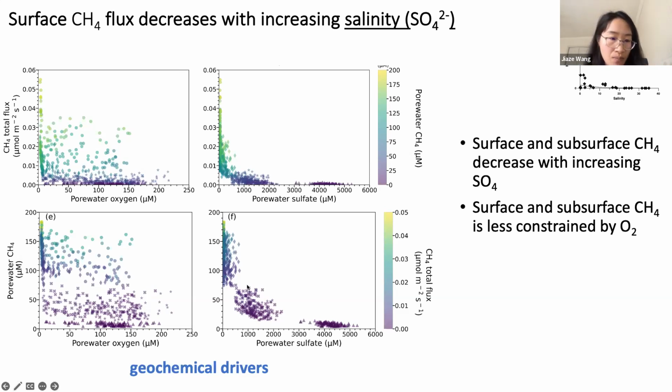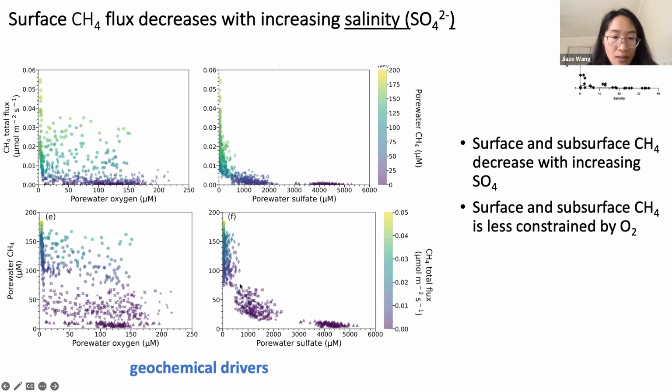So I plotted all the model simulations for all the sites. You can see that again it's similar to the last relationship: the pore water sulfate and the surface flux decrease along the sulfate gradient, or you can see the salinity gradient. But for oxygen, high oxygen does not quite mean low flux. Even when the oxygen is high, there's still a bunch of methane getting out of the subsurface environment.